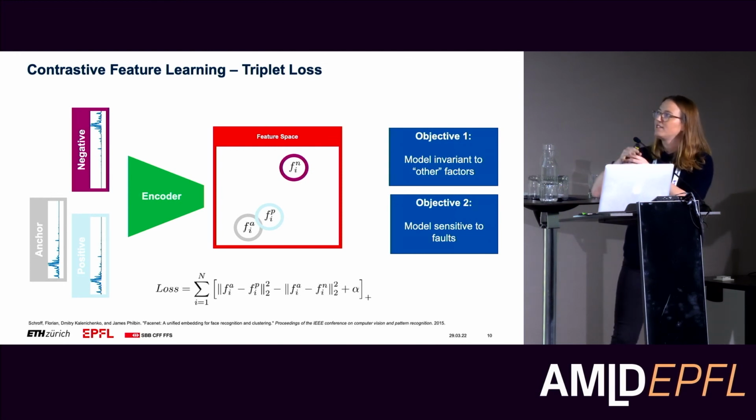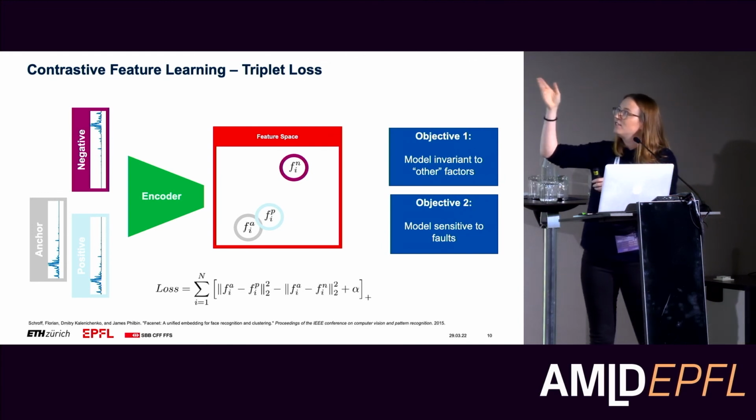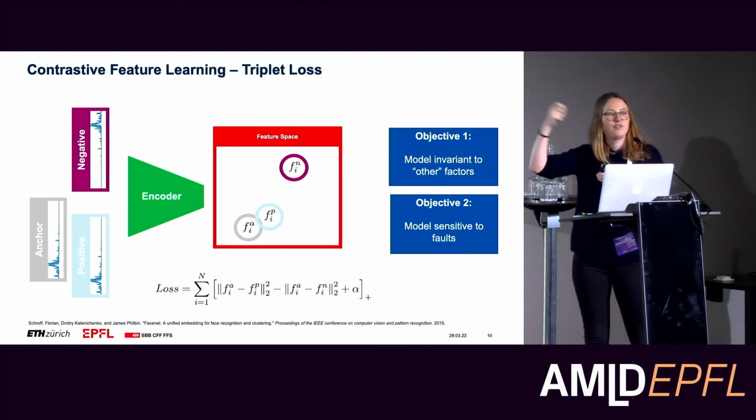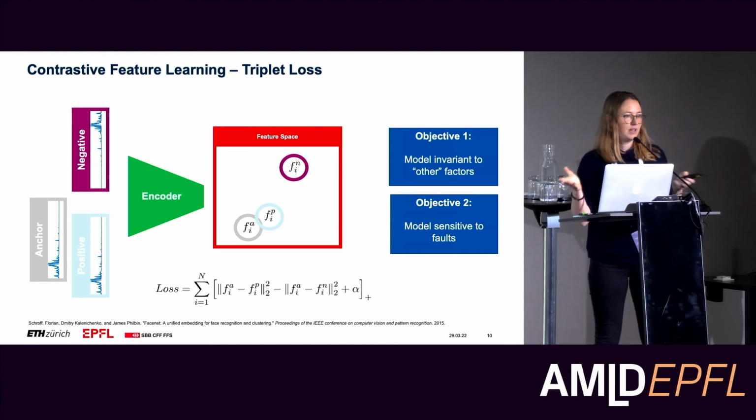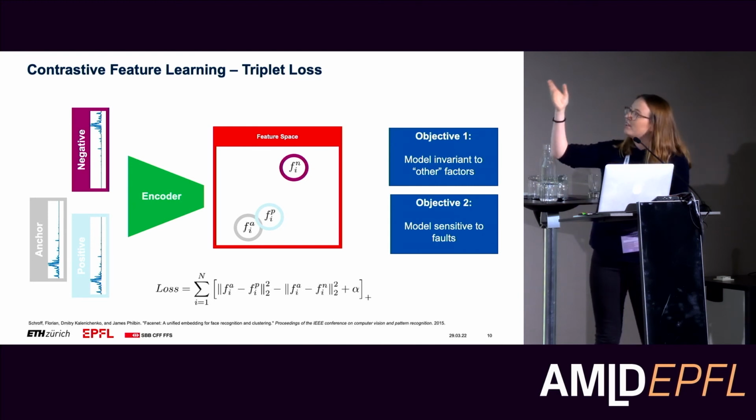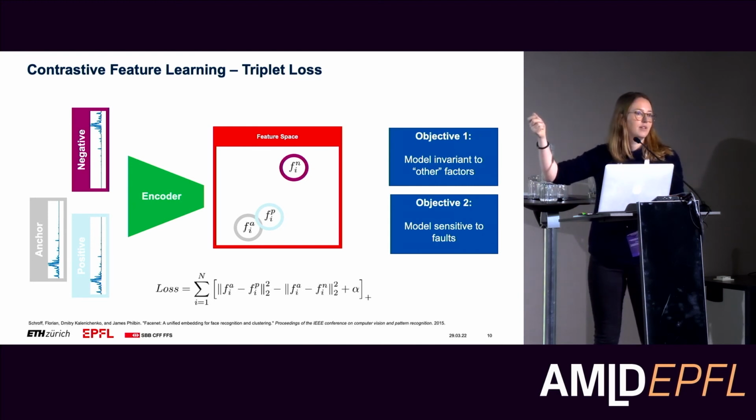We also pass it through our encoder model, so it's mapped into the feature space. And we optimize the feature space such that this negative sample is placed far away in the feature space. The negative sample, if you have labels available, is a sample that has a different label, for example.